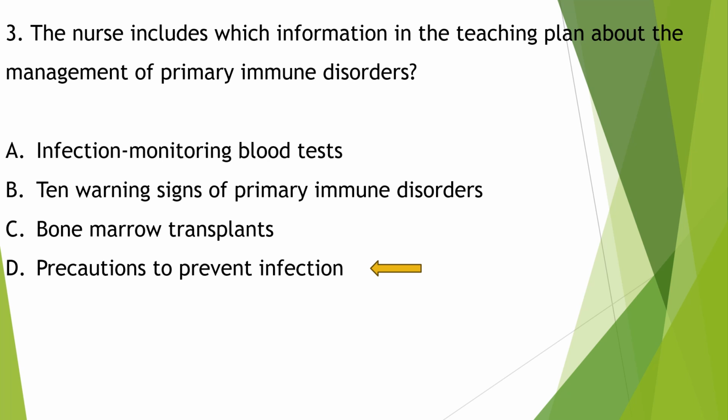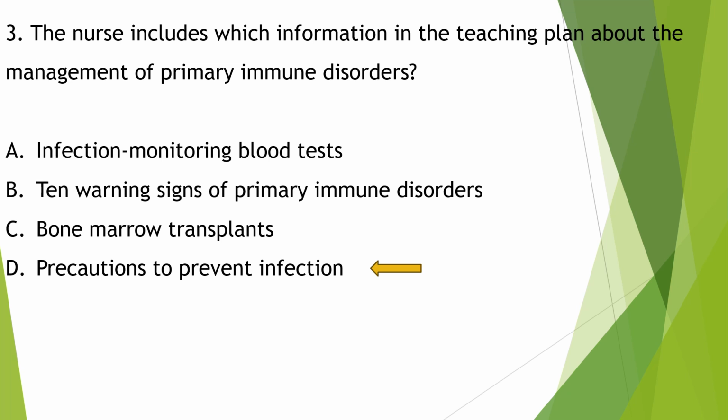In this slide I would like to add one point about the 10 warning signs of primary immune disorders, which include: first, 8 or more new infections within 1 year. Second, 2 or more serious sinus infections within 1 year. Third, 2 or more months on antibiotics with little or no effect. Fourth, 2 or more pneumonias within 1 year. Fifth, failure of an infant to gain weight or grow normally. Sixth, recurrent deep skin or organ abscesses.